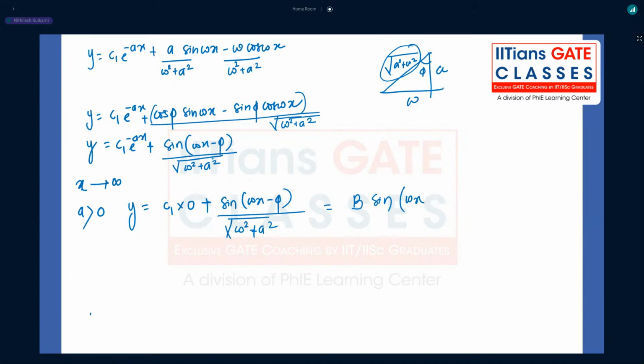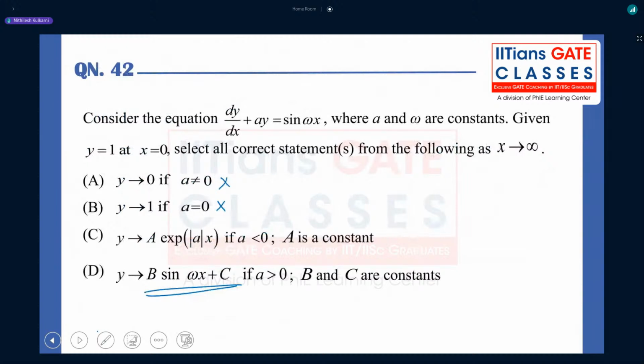I consider phi, they consider it as minus c, so we can also write it like this. Because here c is still a constant, and hence we can write the answer, if b and c are constants, in this format: b sine of omega x plus c, right? Hence option D looks correct. Let's see whether option C is correct or not.